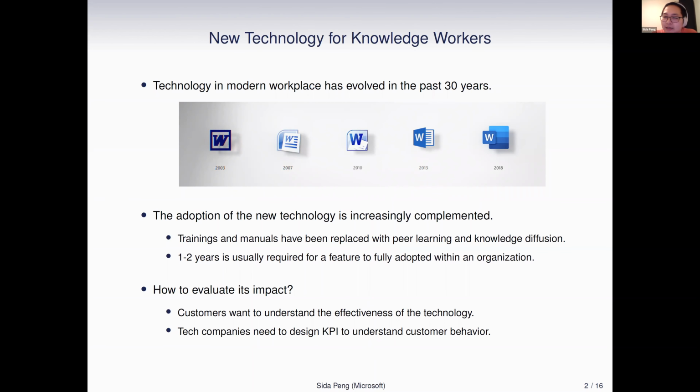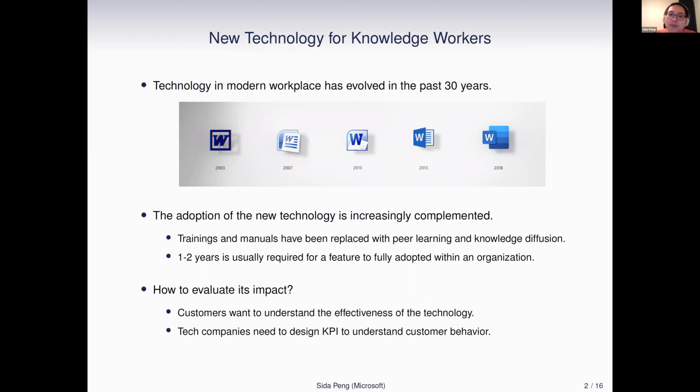So what motivates this? Of course, I'm from Microsoft, so we often have different types of questions coming from the product group, asking us how to measure this, how to measure that, and this is motivated by one of those consulting projects we took. One of the things we're interested in is how we should measure productivity for the knowledge worker. There has been a rapid evolvement in technology in the past 30 years, right?